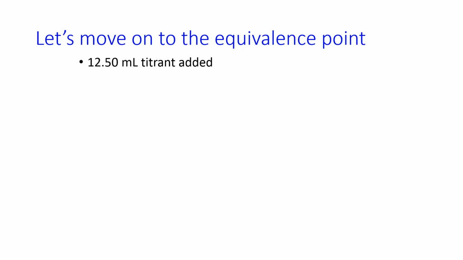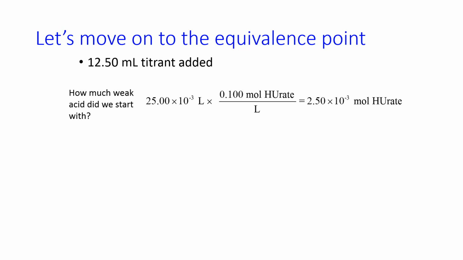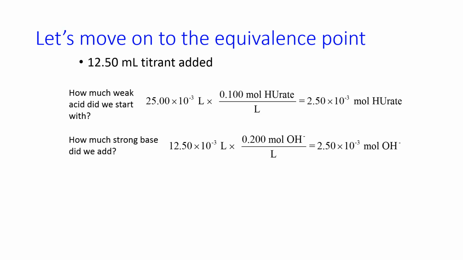At the equivalence point, our third region, we can think about this in the same way. If we don't know this is the equivalence point, we can think about the same things. How much weak acid did we start with? How much strong base did we add? We see they're equal. So, this is the equivalence point.